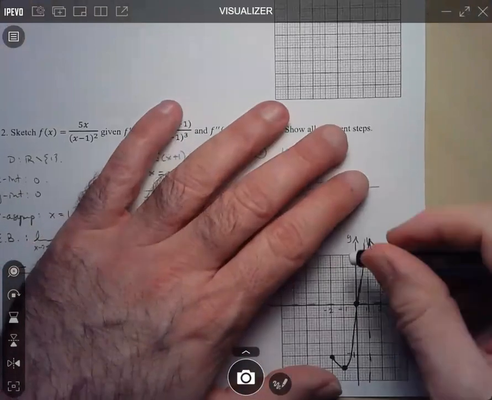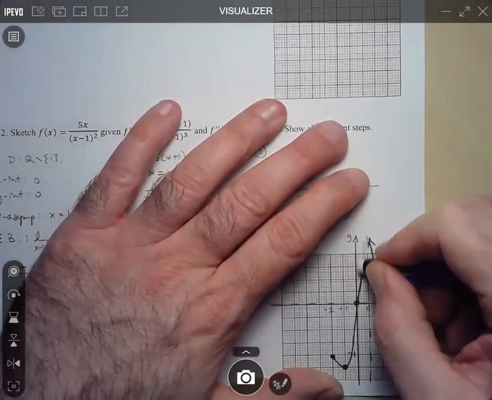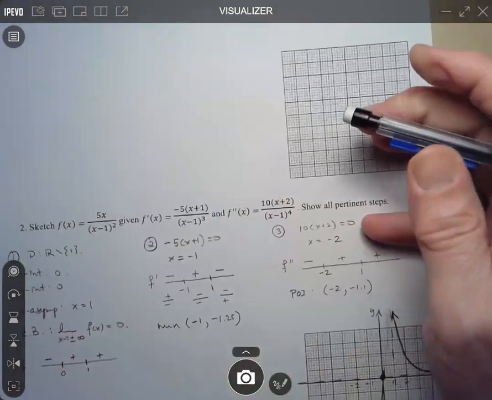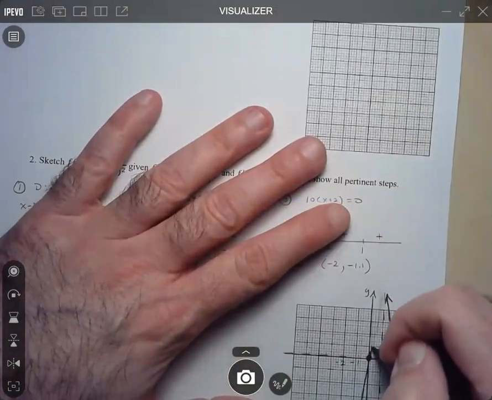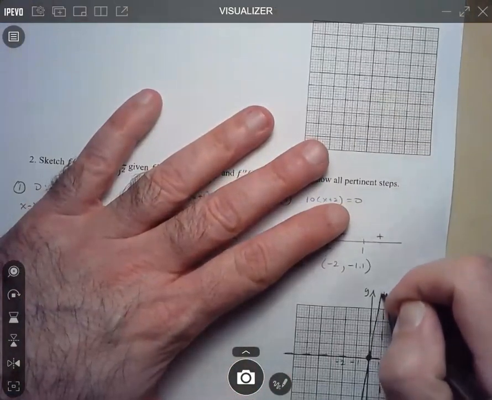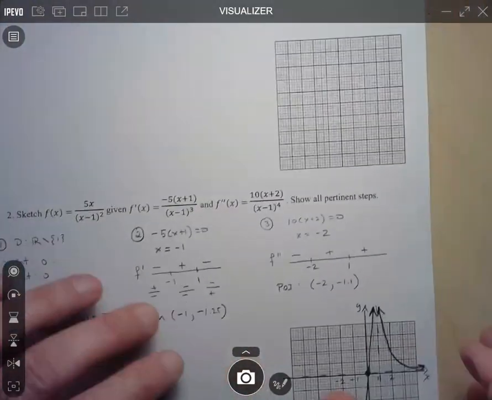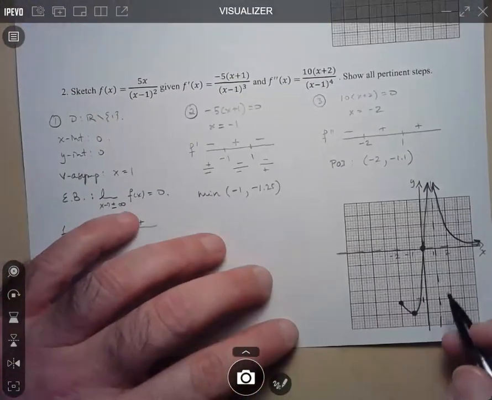It looks a little funny here, so I might just fix that a little bit. There you go, that's maybe a little bit better. Still looks a little funny, but that's not too bad.